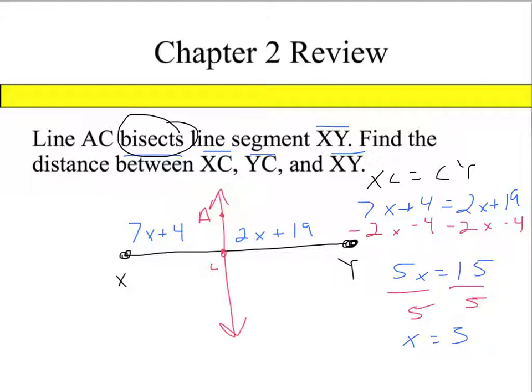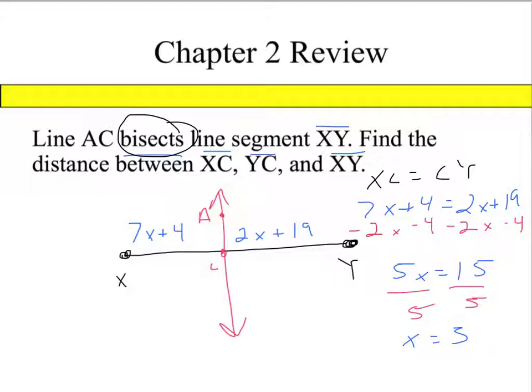But wait. Don't forget. I am not done, because the question didn't say find x. It says find XC, YC, XY. So make sure on your final, this has happened a couple of times in the past, don't let it happen to you. Make sure you read those directions, because it's going to be down to you to make sure you know what the question is asking you and you answer that fully. It says find XC, YC, and XY.